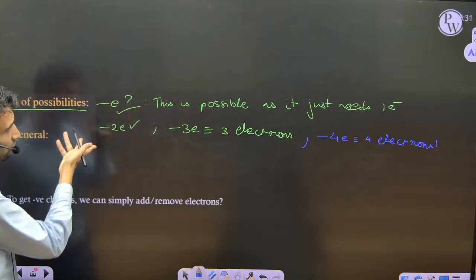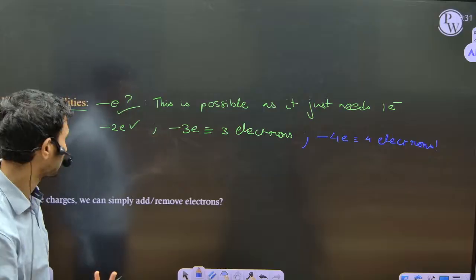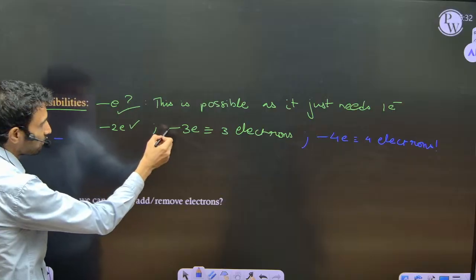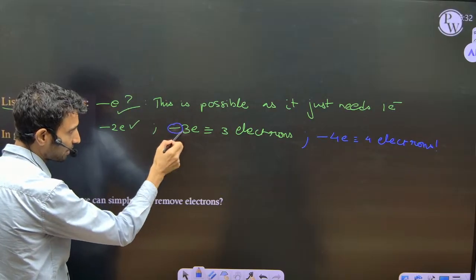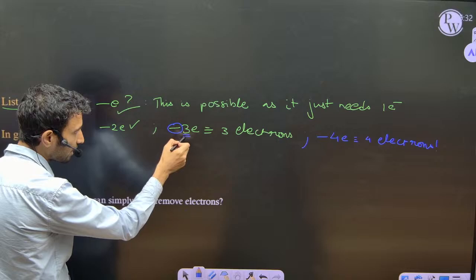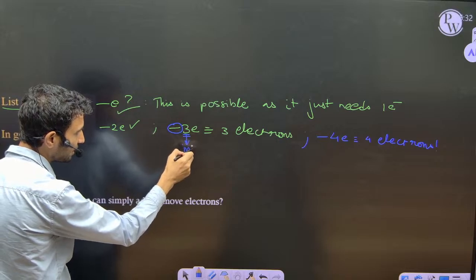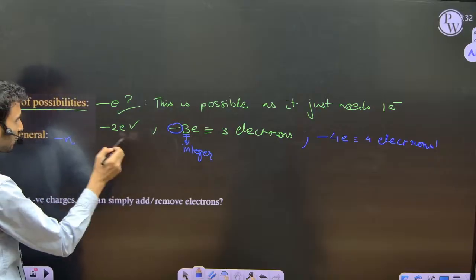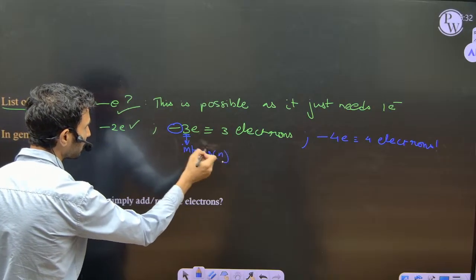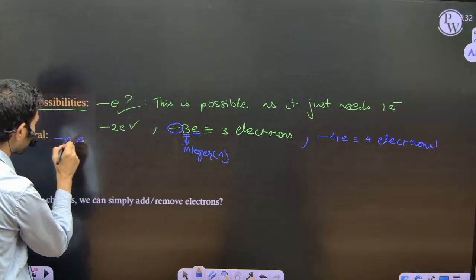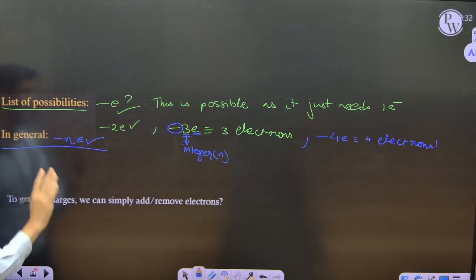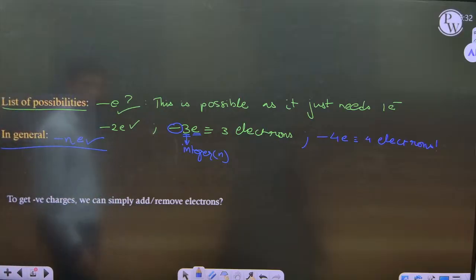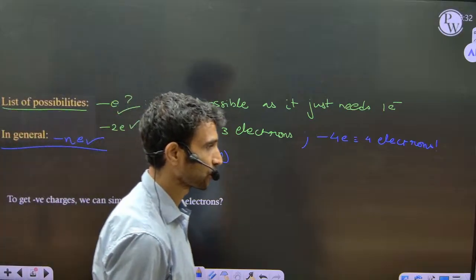So in general, what can we write? What is possible? In general, I see that we can have a minus sign, and a number can be there. Specifically, an integer. So you have minus n, where n is an integer, and you can have minus ne, and this is possible. In general, I can write minus ne is possible, right? I hope all of you are convinced and can appreciate the fact that minus ne is possible.